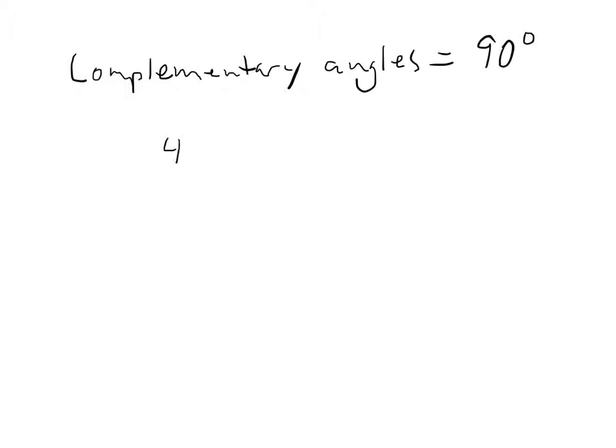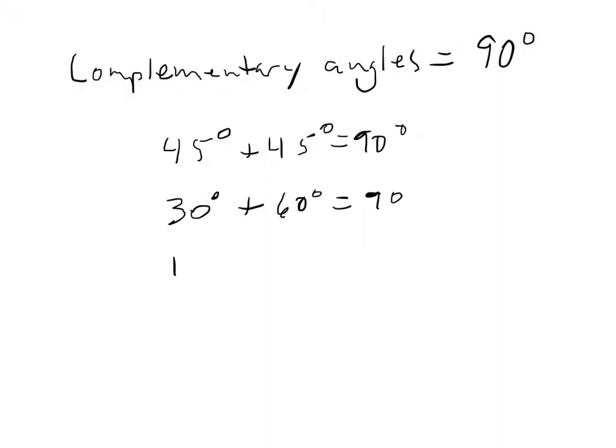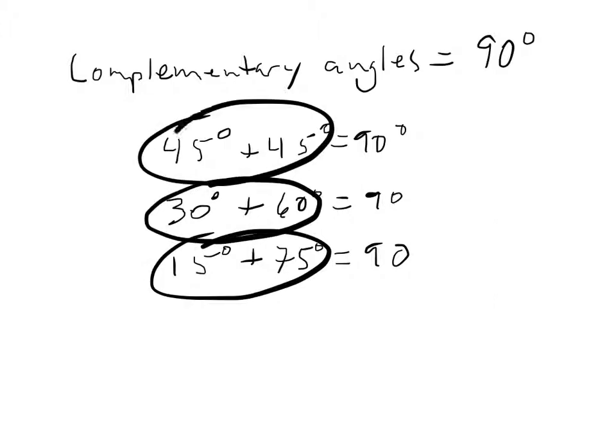We're going to talk about complementary angles. Complementary angles, when put together, they have to equal 90 degrees. So for example, a 45 plus a 45 degree angle equal 90. Or a 30 degree plus a 60 degree will equal a 90. Or a 15 degree plus a 75 degree will equal 90. So these are called complementary angles, because when they're put together they equal 90 degrees.